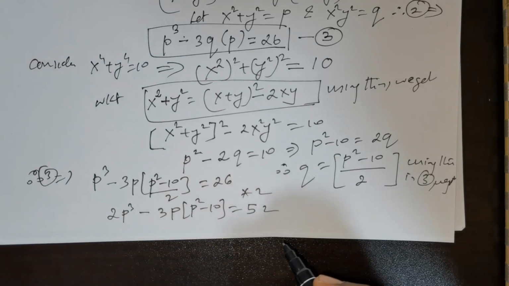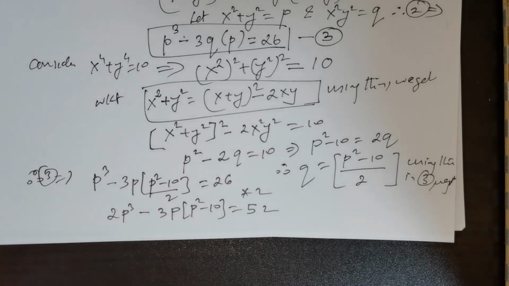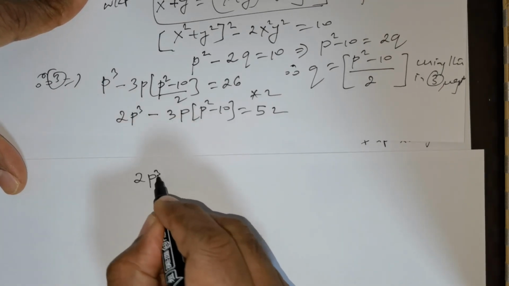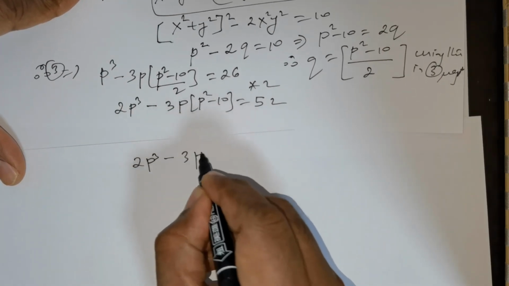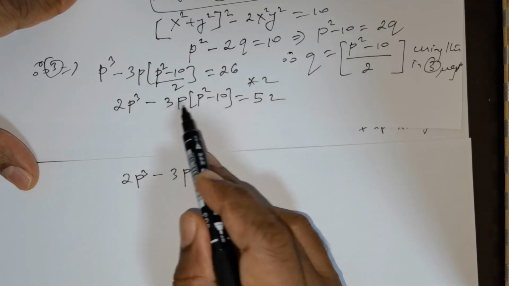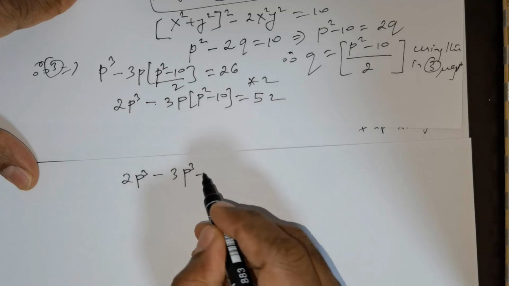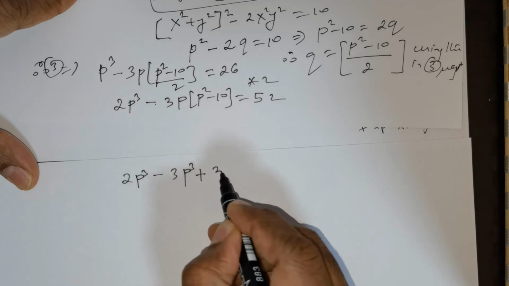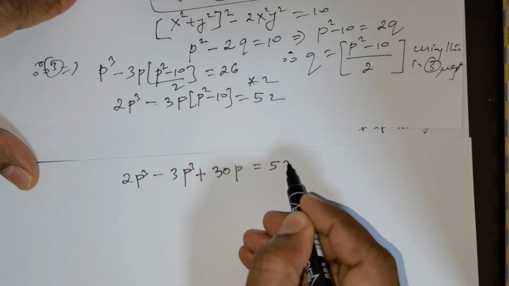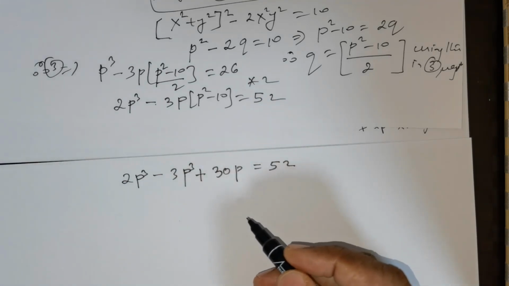Now let me go to the next page and actually see what we are heading to. So this is going to be 2 times p cubed minus 3 times p cubed, and then you have positive 3 into 10 is 30p is equal to 52. So this is what you've got.